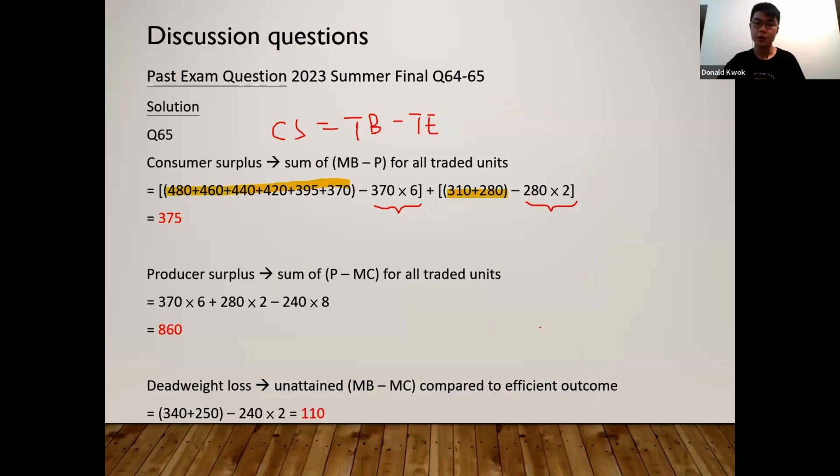Next, the producer surplus, which is total revenue minus total variable cost. The total revenue of the traded units is the same as total expenditure. And for total variable cost, it is simply the marginal cost of $240 multiplied by the quantity, serving 8 visitors in total. So we are able to calculate the producer surplus, $860.